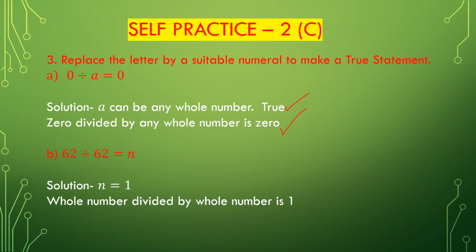Then second bit B, 62 divided by 62 equal to n. We know any whole number divided by itself, we get the number 1 only. So 62 divided by 62 equal to 1. So here n will be 1. Whole number divided by that same whole number, we get 1 only.